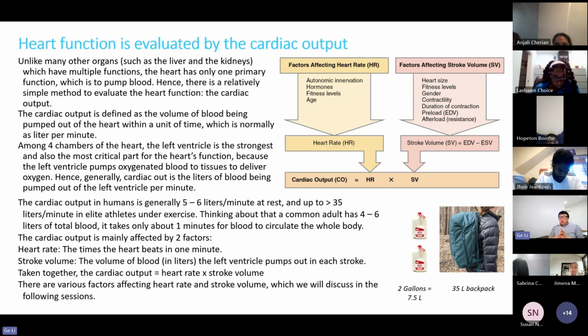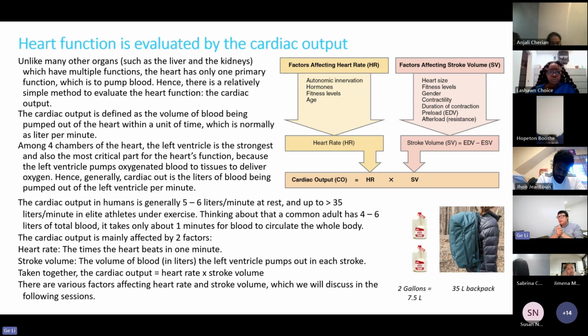So in this case, we just use a simple method to evaluate the heart function. For other organs, we also have other ways to evaluate function. For example, in the future we'll talk about how to evaluate kidney function. But anyway, the heart function is evaluated by the cardiac output. In other words, how much blood can be pumped out of the heart in 1 minute? That's a keyword: in 1 minute.